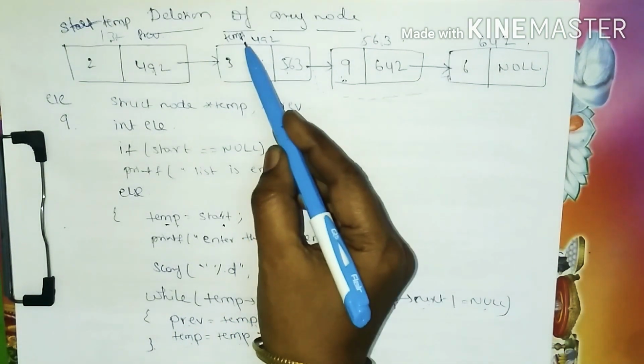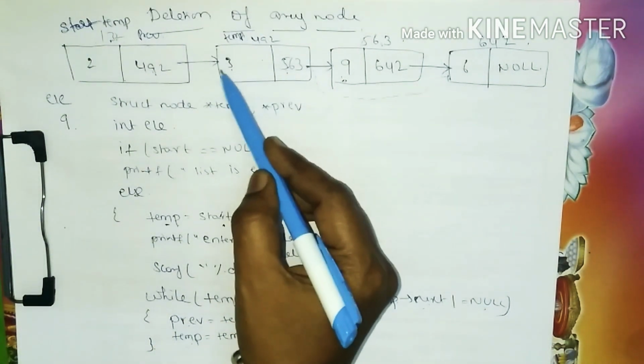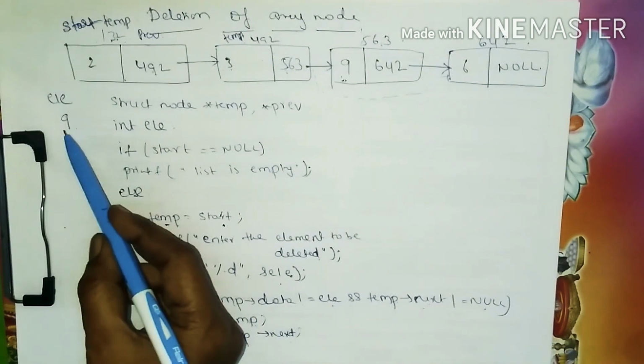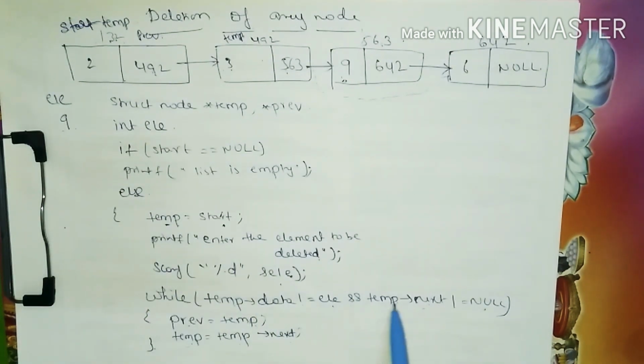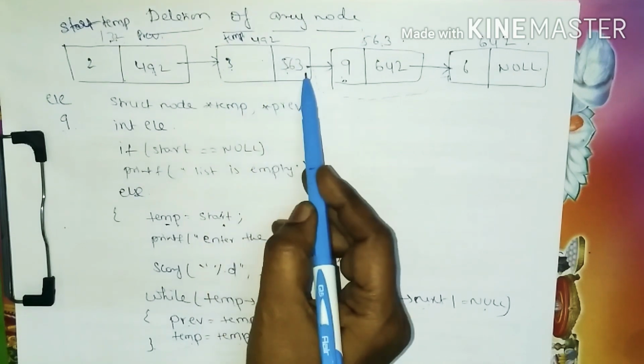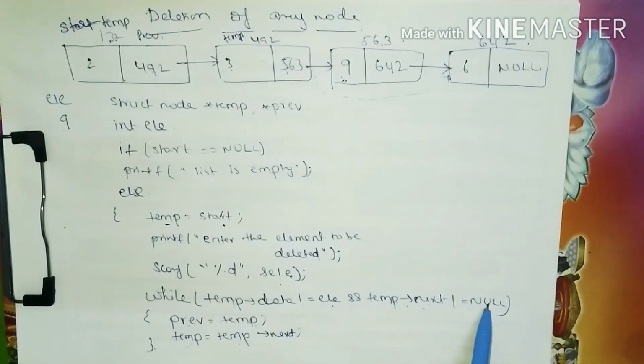Now again come over here. Now temp is over here. What is the temp data? 3. 3 not equal to 9, satisfied? Yes, satisfied. And temp next, what is temp next value? 563. 563 not equal to null, satisfied? Yes, satisfied. So both are satisfied. So again come into the loop.